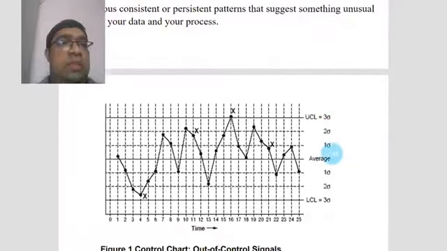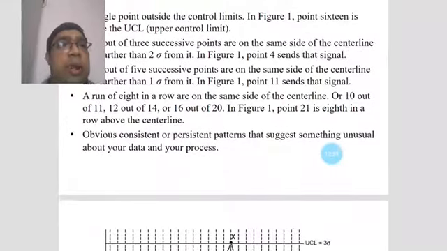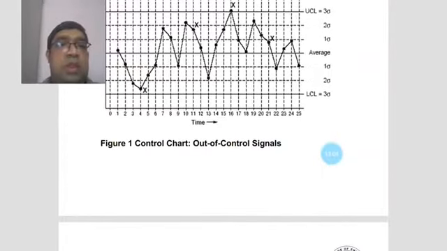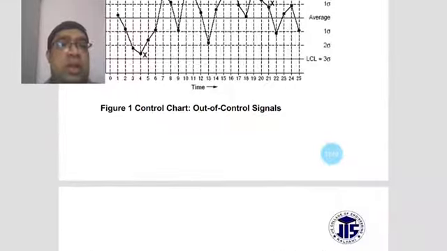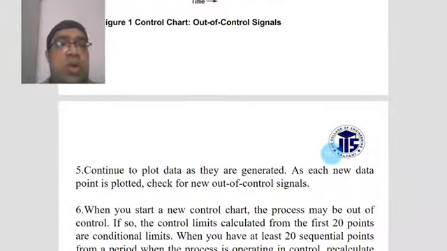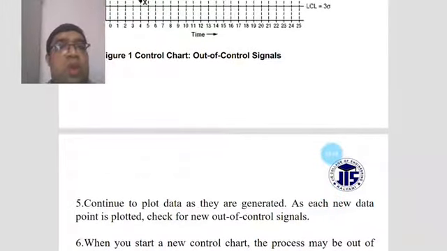You can see that the obvious, consistent, persistent pattern suggests something unusual about your data and your process. This will be shown in the figure of the control chart out of control signals. We have to continue to plot data as they are generated, as each new data point is plotted.